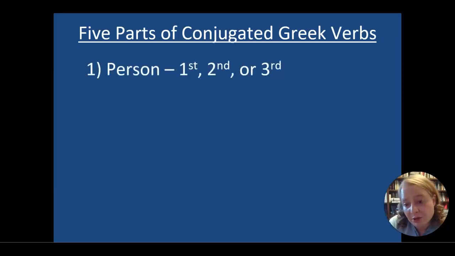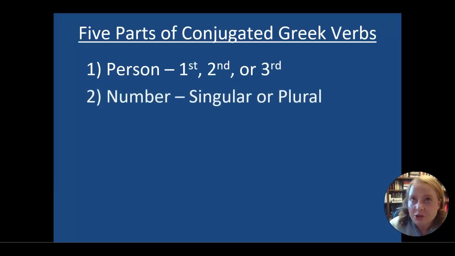A verb is going to have person, and we have these 3 persons. First person is I, or if there's a group that I'm in, we. Second person is you, or if there's a group, y'all. And then third person is he or she or it, someone that's over there, or they or them over there. Again, we're streamlining this in English, so it's a little hard for us to follow along, but Greek really paid attention to these persons. You could also be singular or plural, and so I've already talked about that. You can have a first person singular, I, or a first person plural, we.